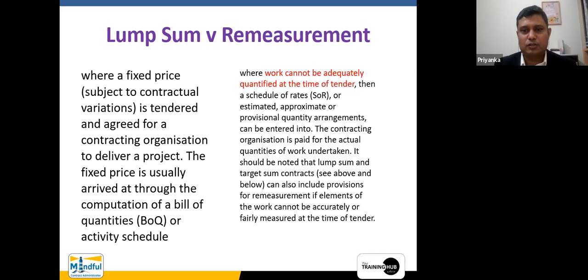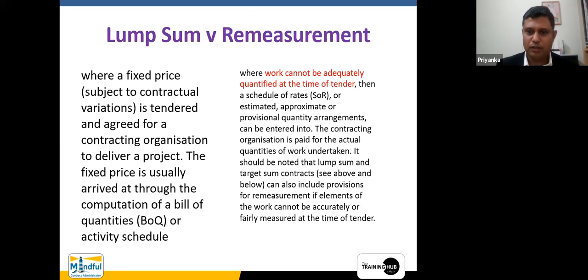Then a schedule of rates is also coming into play, where work cannot be adequately quantified at the time of tender. For example, let's say in a particular contract you don't have rock excavation, and you do not talk about rock excavation. However, in a schedule of rates you put an amount for rock excavation on this particular site, even though the soil investigation does not support the notion that rock is there. There is a schedule of rates which allows the contractor to put a rate for that. So it becomes a remeasurement area. The contracting organization is paid for the actual quantities of work undertaken.